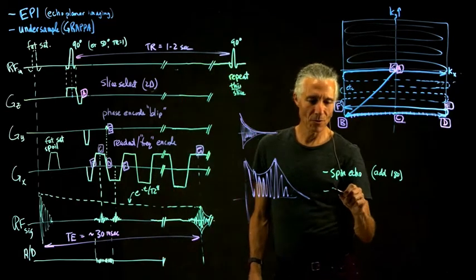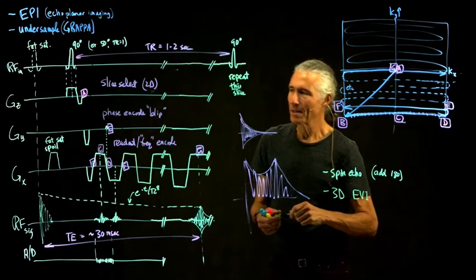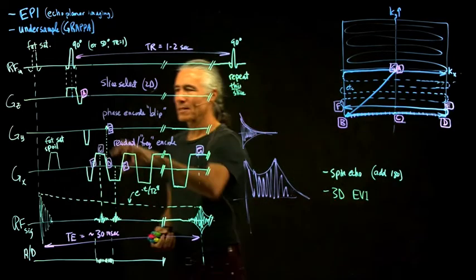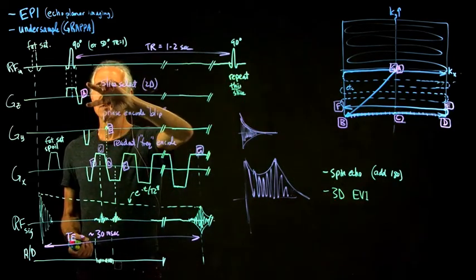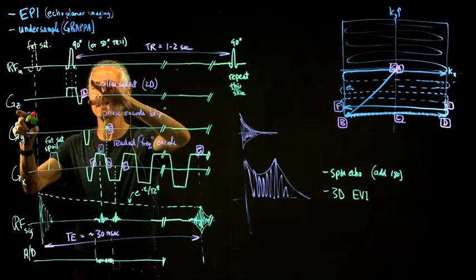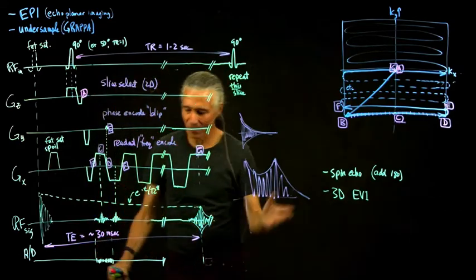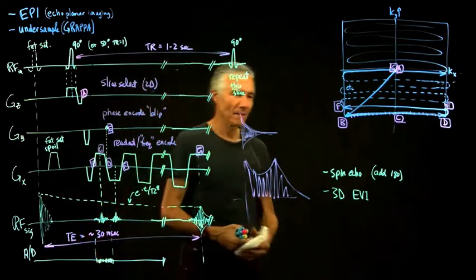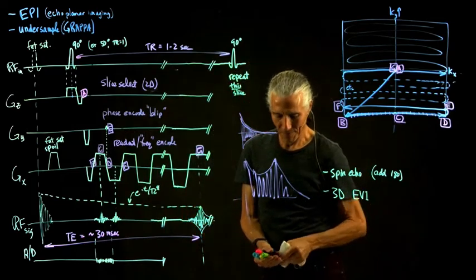And then you can also do a 3D version, which is called echo volume imaging. That basically just has a bunch of phase encode steps in the partition, in the GZ. So that has various positive things and problems. So we'll talk about that next time.